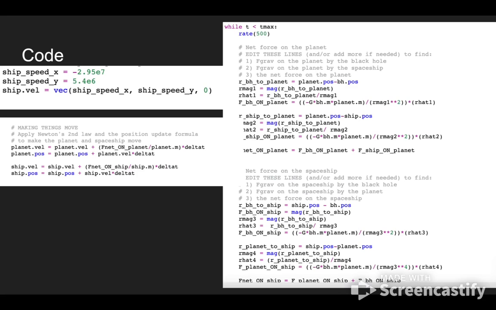So for the code, here on the top was my initial trial and error velocities for the X and Y, and then we use the planet and ship position and velocity update formulas. And then over here we just find the gravitational force of all of these: the black hole on the planet, the ship on the planet, the black hole on the ship, and the planet on the ship. And by doing that, we just use the basic formulas of gravitational force.